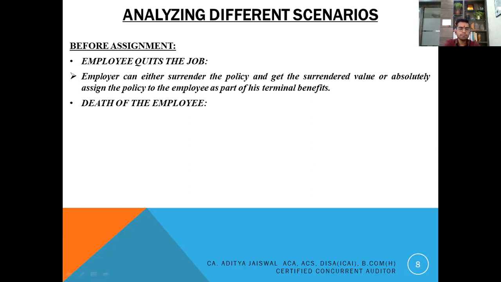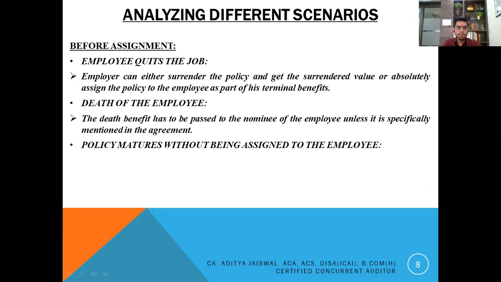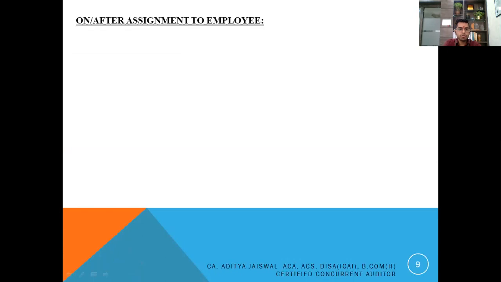What if the employee dies before assignment? Well, then the death benefit has to be passed to the nominee of the employee unless it is specifically mentioned otherwise in the agreement. What if the policy matures without being assigned to the employee? Maturity proceeds in that case shall be received by the company or the organization. It will be treated as income of the company and will be taxed accordingly, and tax shall be deducted at source.